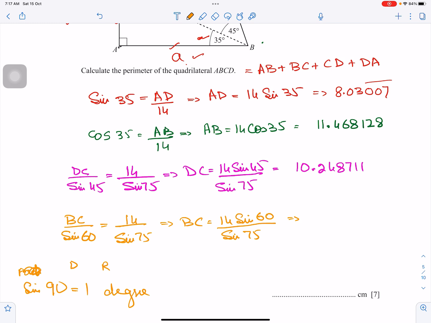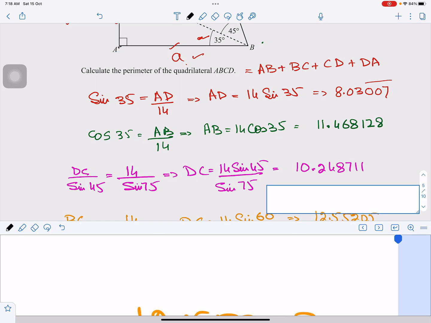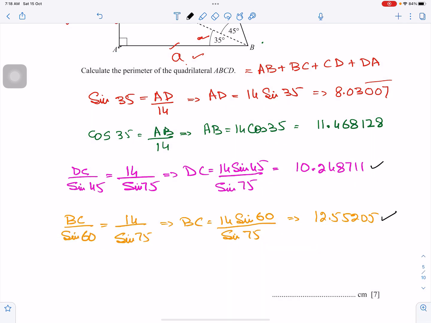Okay, so we were calculating 14 sine 60 divided by sine 75. So the answer is 12.55205. So now let's sum all these answers. Let me erase this. Okay, I'm adding up these 4 answers. Which 4 answers? This one, this one, this one, and this one. Okay, you can also add it up.